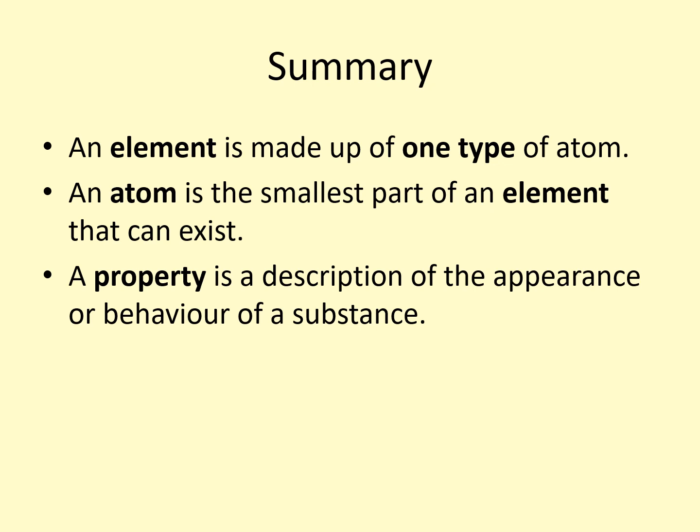Here's your summary. An element is made up of one type of atom. An atom is the smallest part of an element that can exist, and a property is a description of the appearance or behaviour of a substance.